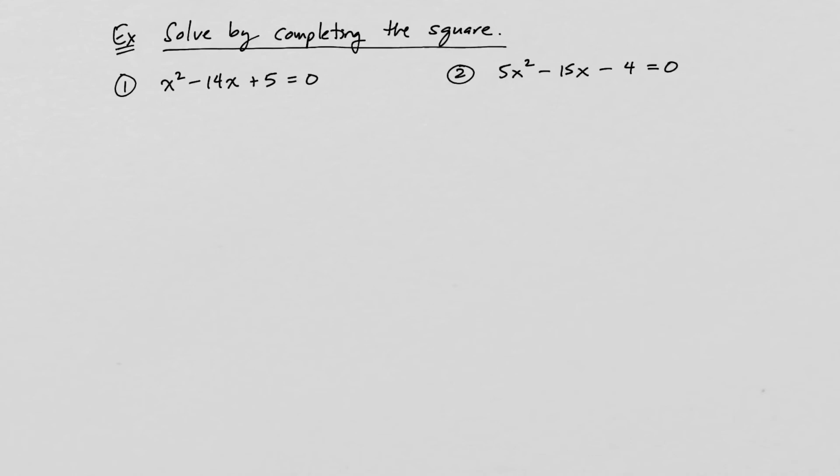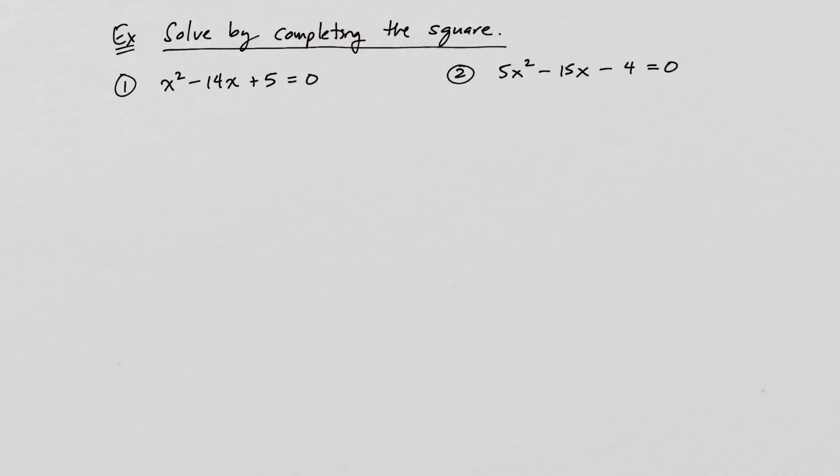So in our first example here, we would like to solve this by completing the square. Now, first thing I want you to notice is that you cannot factor this. Think about it. The factors of 5 are 5 and 1. There are no factors of 5 that add up to give you -14. So this is not factorable. However, we can use completing the square.